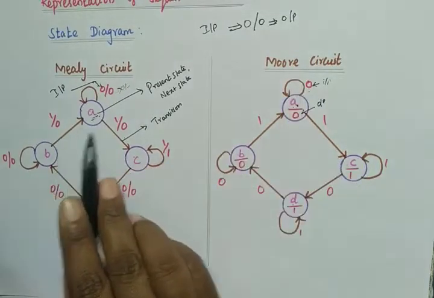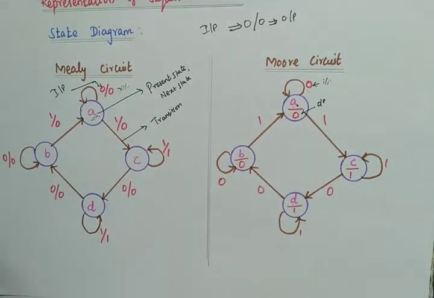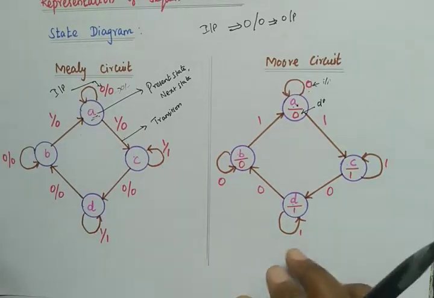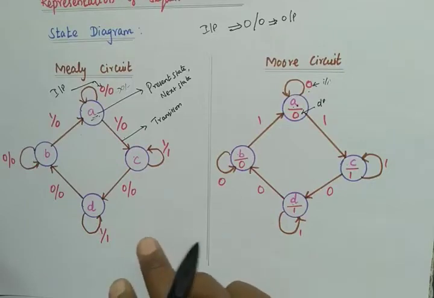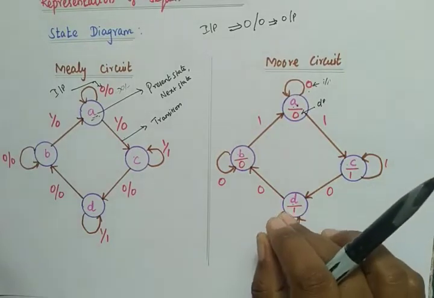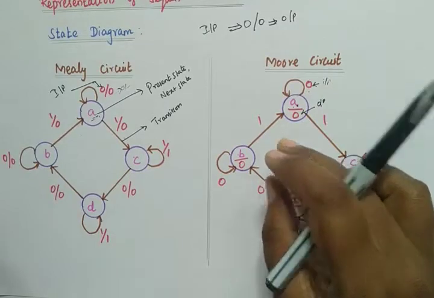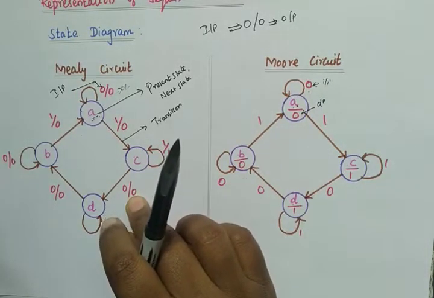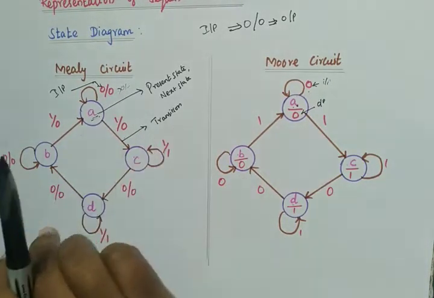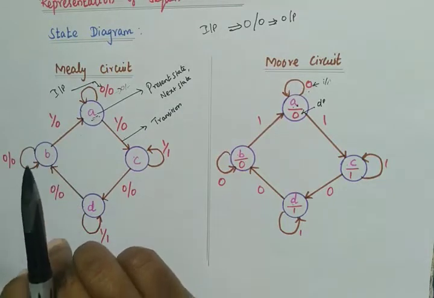What is the difference between these two, Mealy and Moore circuit? By seeing the state diagram, we will know the difference between Mealy and Moore. If it is Moore, the output is a function of the present state only. Whereas if it is a Mealy circuit, its output will be a function of the present state as well as the present input.